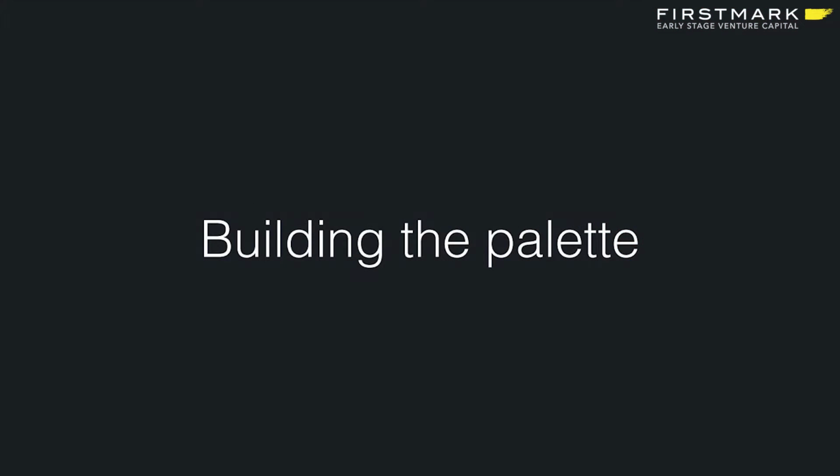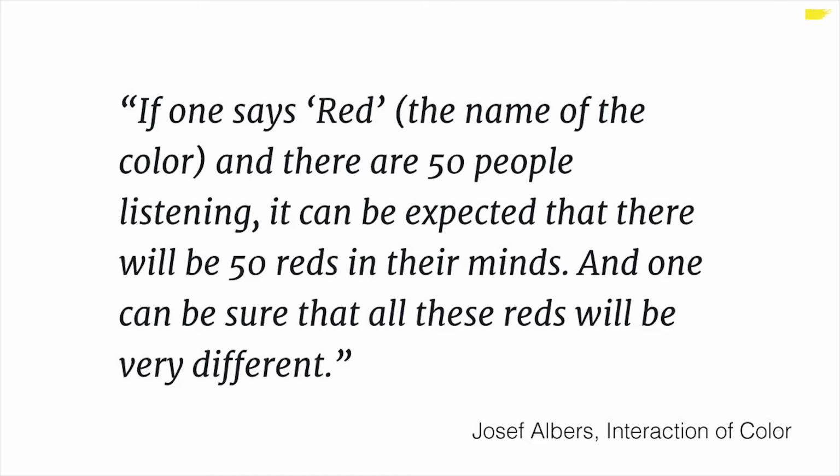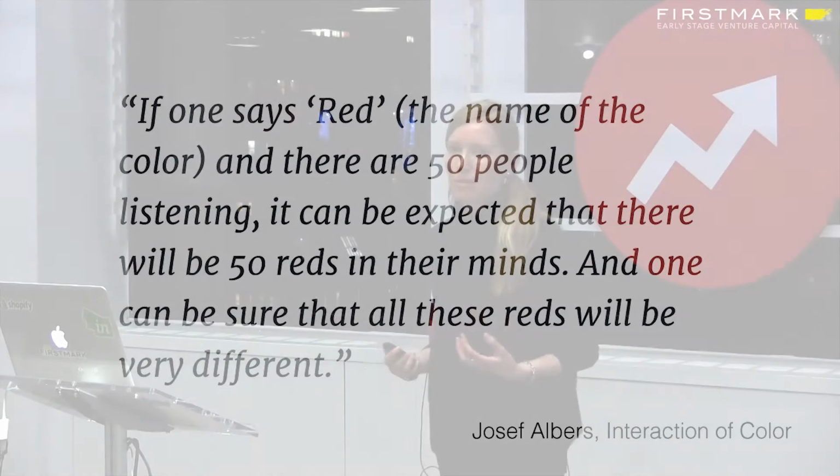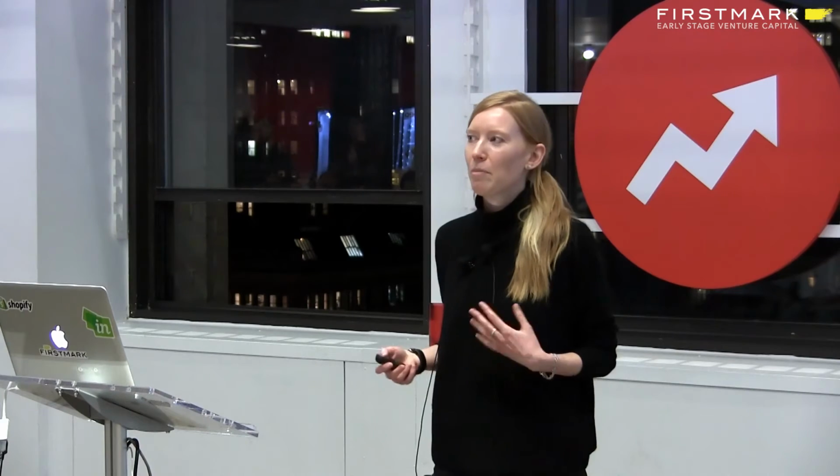So how did I go about building the palette? So of course, as any good designer would do when they're working on a color system, you read Interaction of Color by Joseph Albers. This is one of my favorite quotes, and probably a fairly well-known quote. He said, if one says red and there are 50 people listening, it can be expected that there will be 50 reds in their minds, and you can be sure that all those reds will be very different. And that's very true. We're very bad at remembering color. We're kind of bad at describing it. We have different perceptions of what that color is.